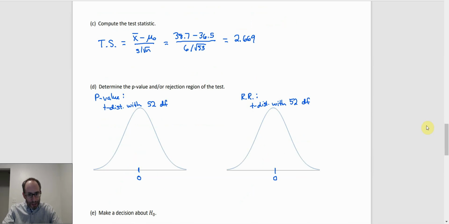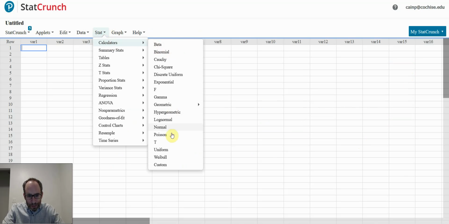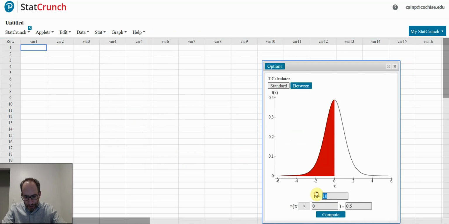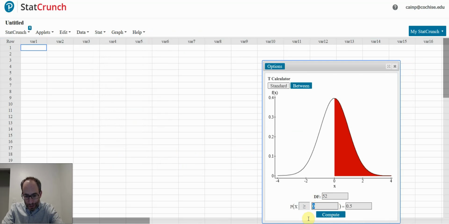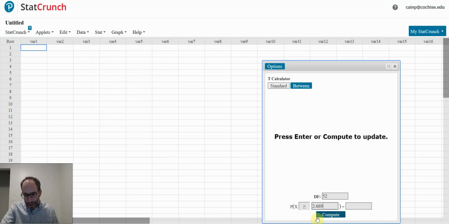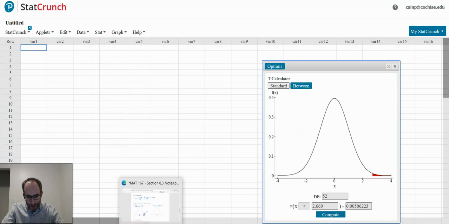Okay, so our test statistic is 2.669, so that's somewhere out to the right. Certainly it's bigger than 0. And then our p-value is just going to be a right tail because we have a greater than in the alternative hypothesis. So there's our p-value right there. And you could use the t-distribution within StatCrunch to do this. If I go to Stat, Calculators, T, then I want 52 degrees of freedom, and I want greater than or equal to, because I want a right tail, and my cutoff is 2.669. Compute that, 0.0051. Looks like that's what our p-value is.